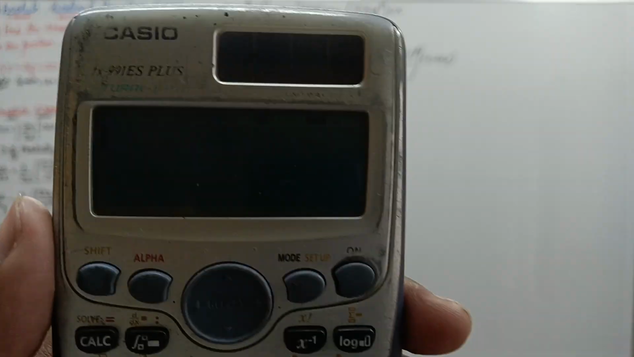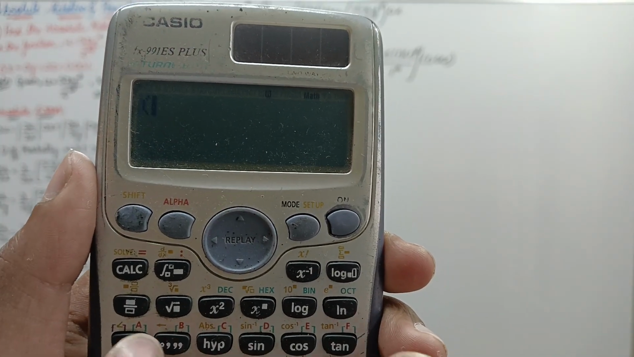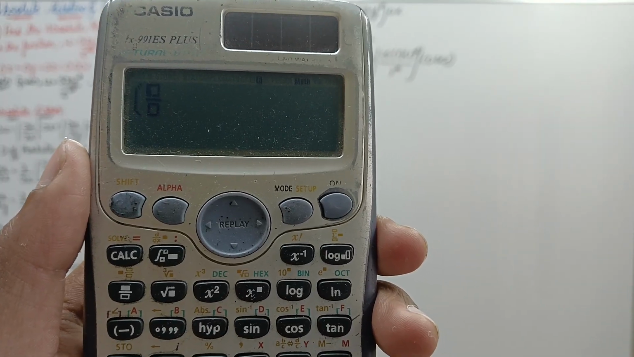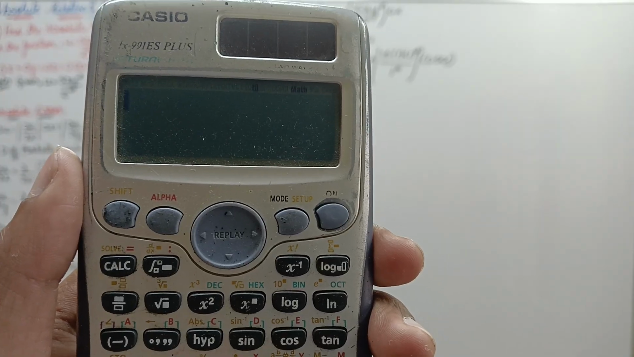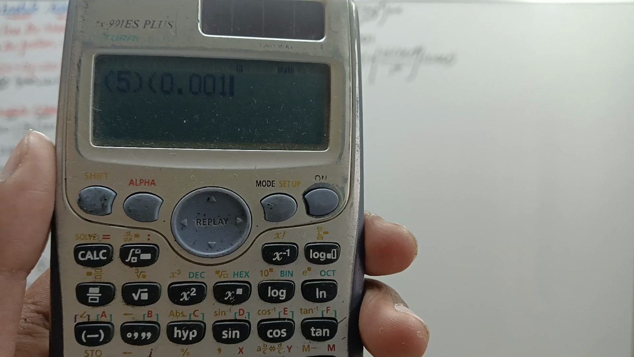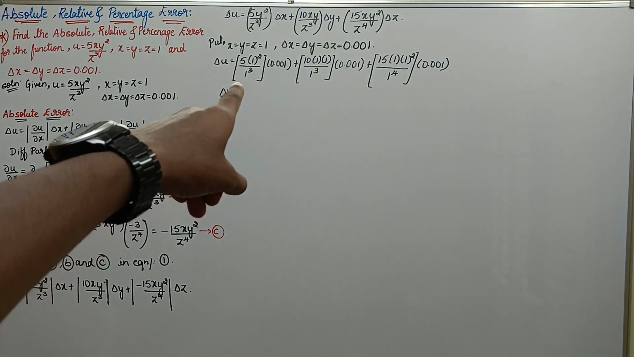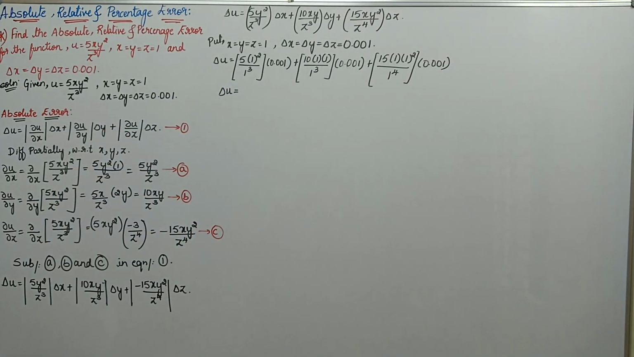Take your calculator, press numerator denominator, or first open the bracket. 5 into 1 by 1, again it is 5. It is not necessary to calculate everything. We have 5 into 0.01, close the bracket. Again, if you go with the second term, you can represent 10 into 1, 10 by 1 cube, again 10.